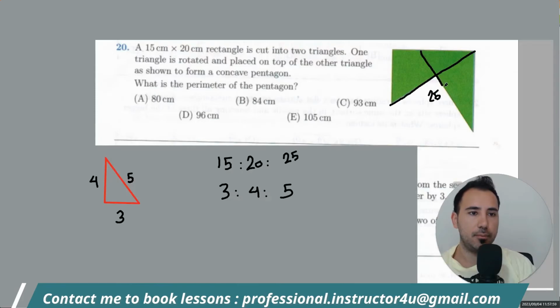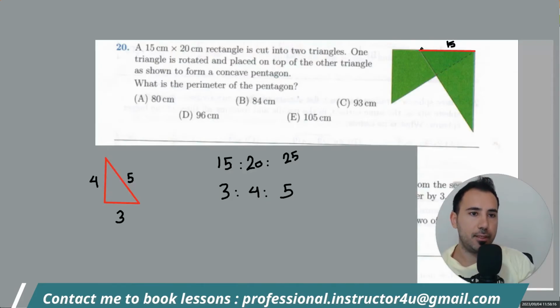Also, this one is 25. So we have this. Now the next thing is this little triangle. So how large is this? Okay, this is 15, right? In this triangle.